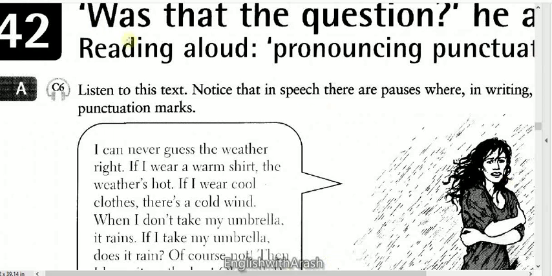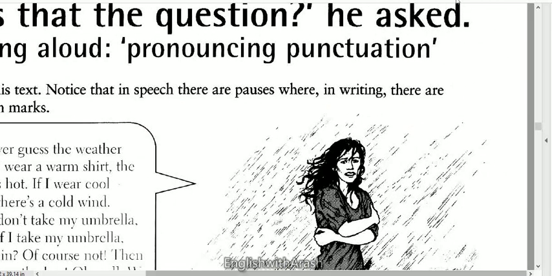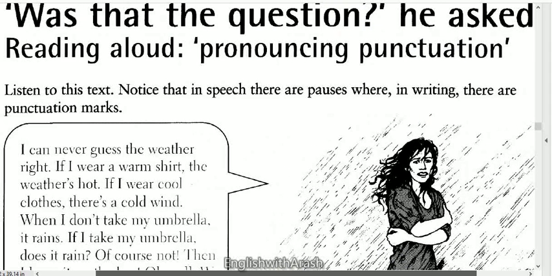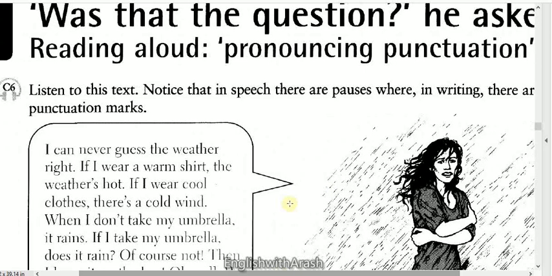So if I say, was that the question... he asked, it means he asked this question. Was that the question? It was his question, right? But if I say, was that the question he asked? So it changes the meaning. Now, this is not a very easy example to understand, but as we go through the lesson, you'll look at more simple examples, right? So the whole lesson is trying to teach us to read aloud.